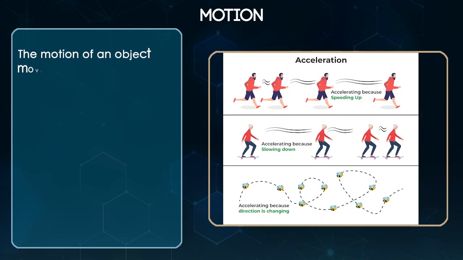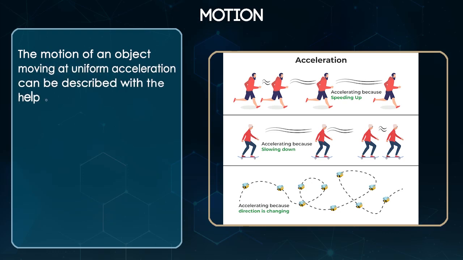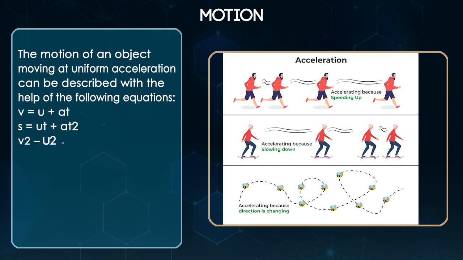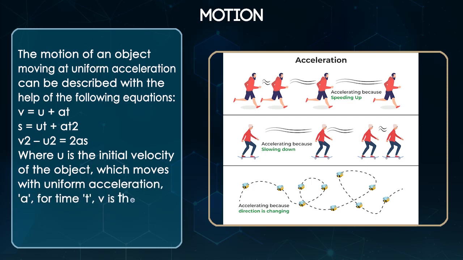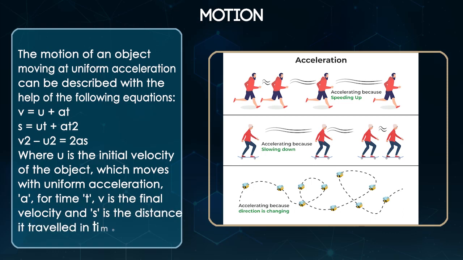The motion of an object moving at uniform acceleration can be described with the help of the following equations. v = u + at. s = ut + ½at². v² − u² = 2as, where u is the initial velocity of the object which moves with uniform acceleration a for time t, v is the final velocity and s is the distance it travels in the time t.